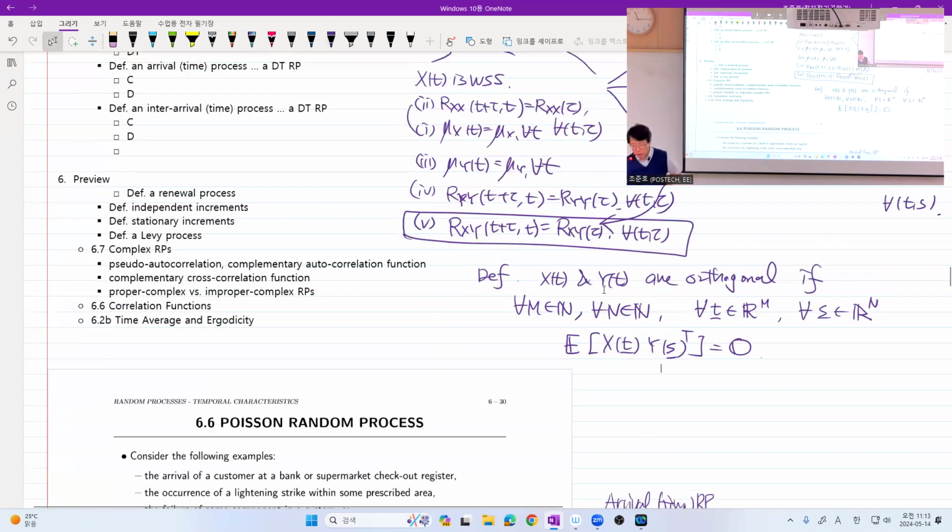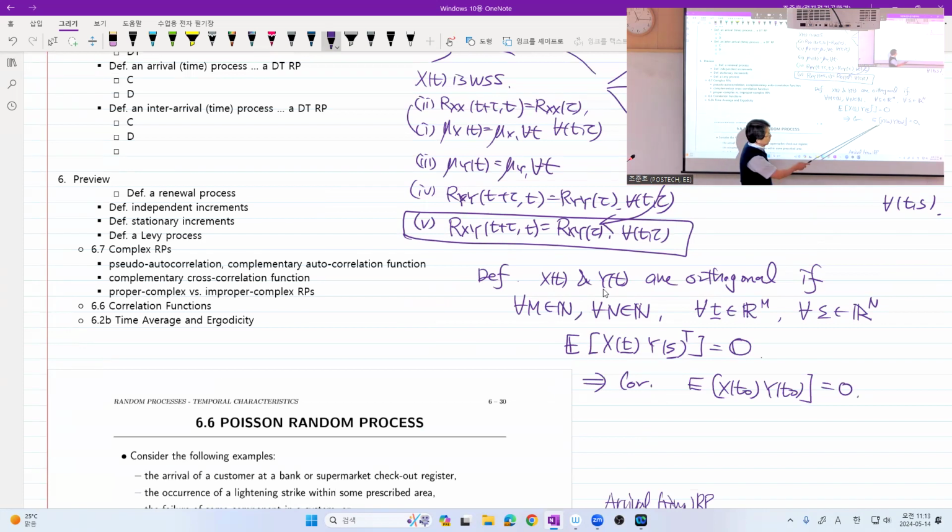What is the consequence or kind of corollary when you have two orthogonal random processes? Of course, if you sample at the same time instance, then what? Then this is a scalar 0, right? So here, this is a special case where your m equals 1, n equals 1, and t and s are the same as t0, right? So, but be careful, your orthogonality not only requires two samples taken at the same time instance are orthogonal, but different time instance also must be orthogonal.